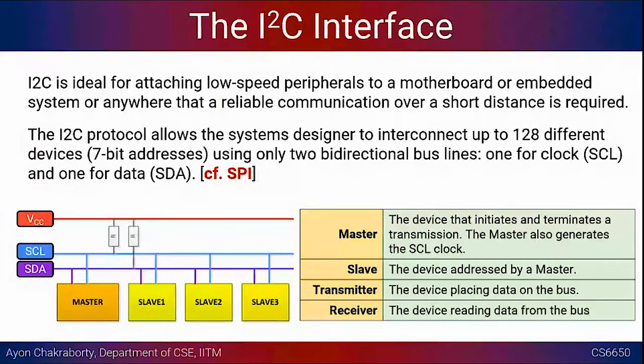Transmitting means you are placing data on the bus and somebody else is going to read it, and the receiver is just the opposite. It is the device reading the data from the bus. And remember that only the one device that is addressed by the master is going to read the data. It might not make sense for the other devices to do that.